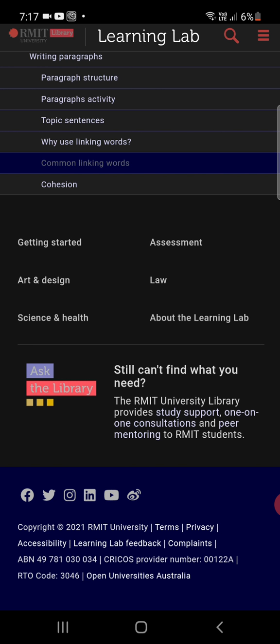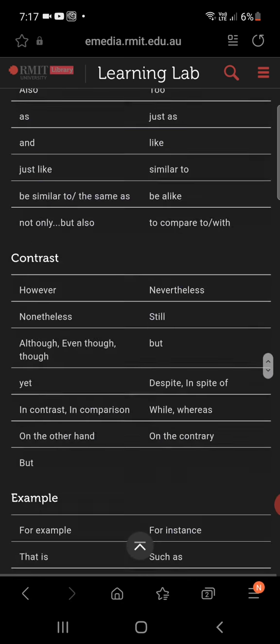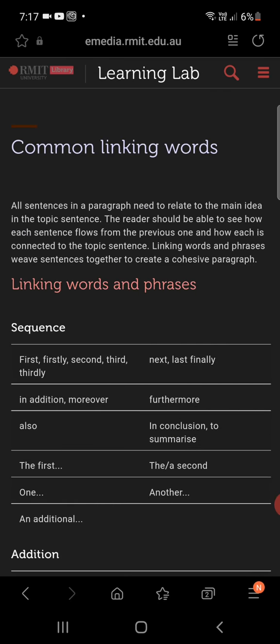I see complaints is Open Universities Australia. I see Open Universities Australia is accessibility. I see accessibility is learning lab feedback. I see learning lab feedback is copyright. So at the top over here, you can see common is linking words.